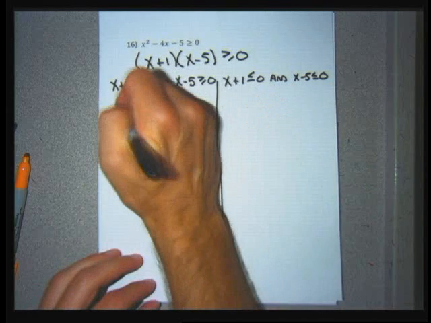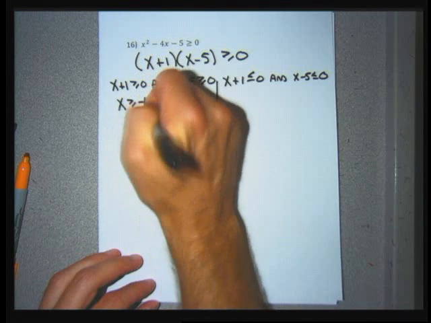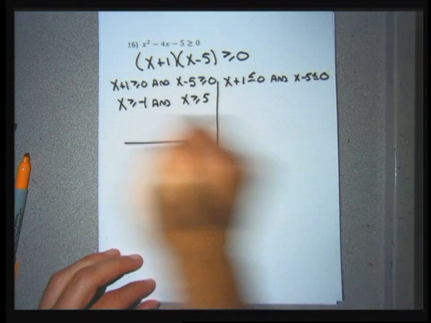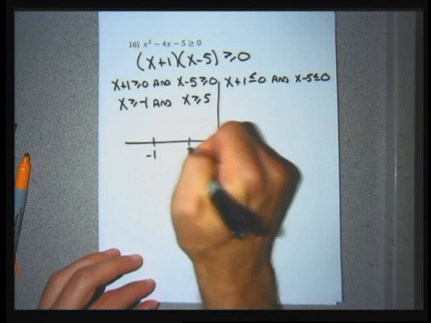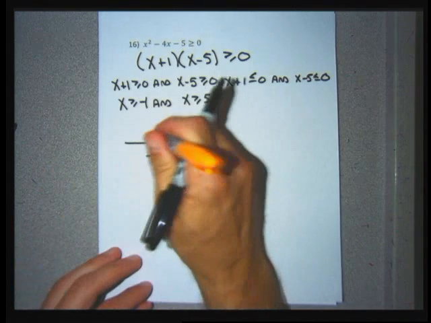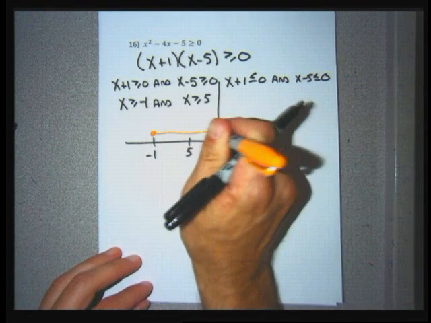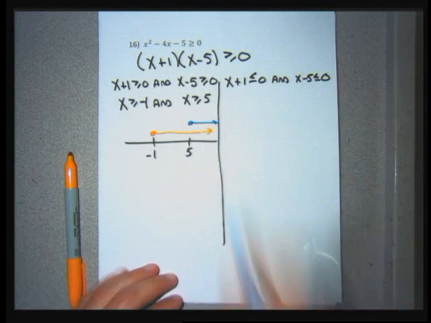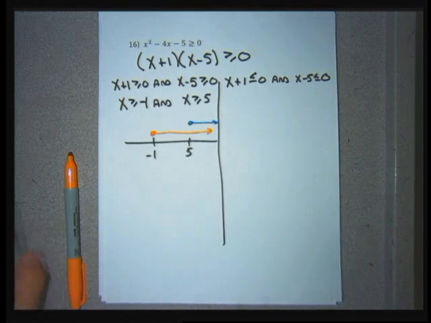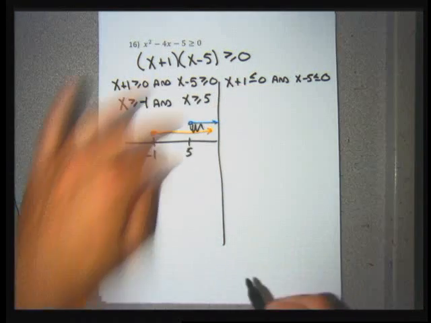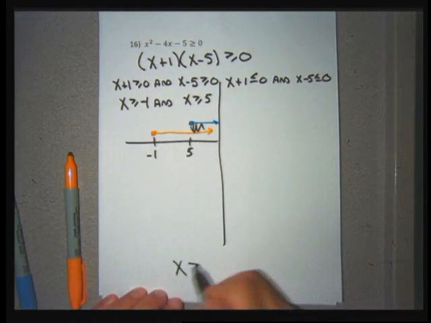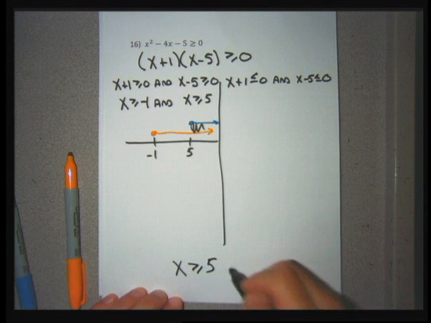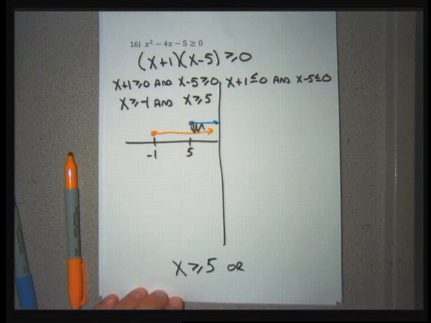I'll solve this one. I get x is greater than or equal to -1, and x is greater than or equal to 5. Find -1 and 5 on my number line. Greater than or equal to -1 is to the right of -1. Greater than or equal to 5 is to the right of 5. Solid circles because they are equal to. And the region, I'm just going to call that x is greater than or equal to 5. That's the region where both graphs exist. Put the word or down because my greater thans generally have that or.